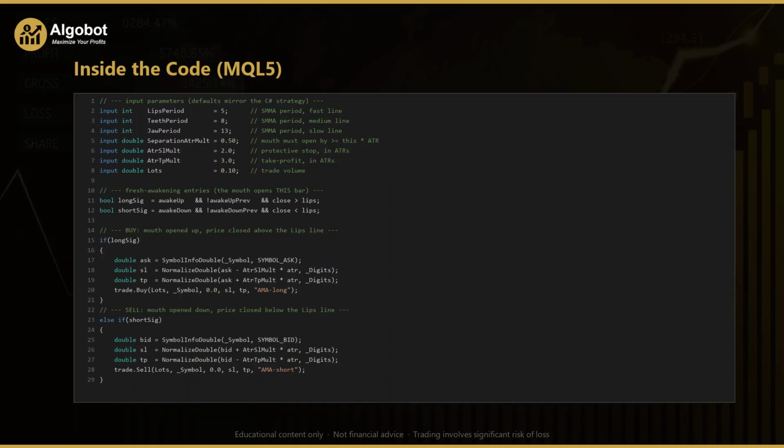Below that, you can see how the entry decisions are made. The long signal, called longSig, is true when wakeUp is true, wakeUpPrev is false, and the close is above the lips line.